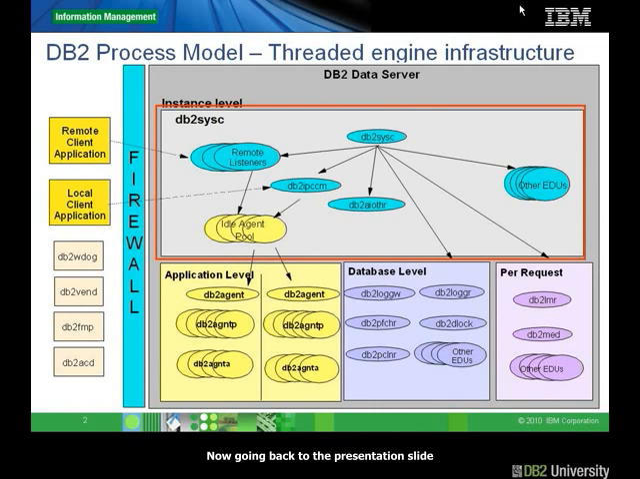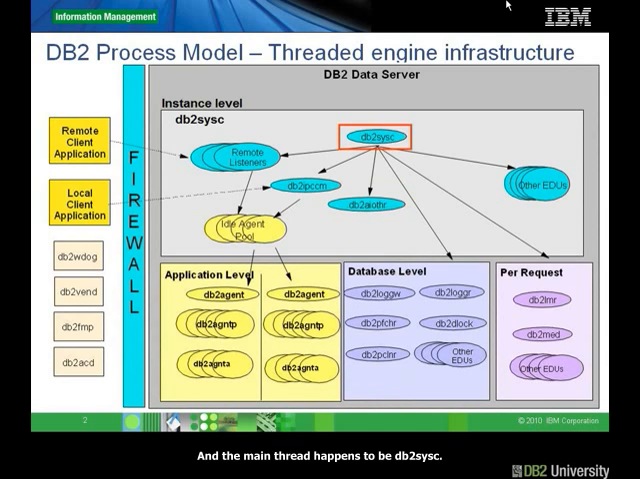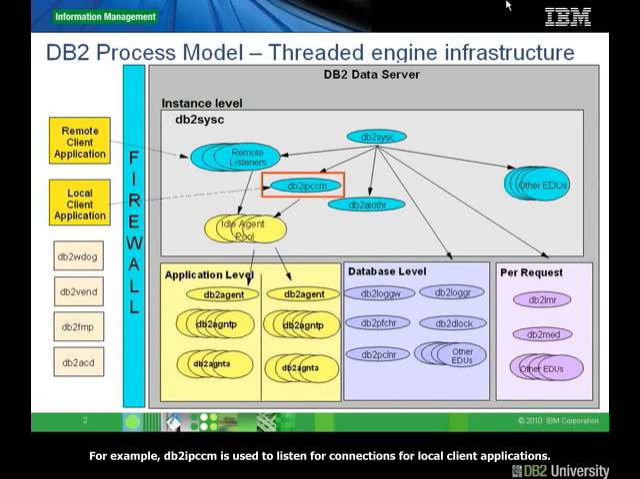Now, going back to the presentation slide, we can see that within the DB2CC process, there are many threads represented by ellipses as mentioned before. And the main thread happens to be also called DB2CC. This thread spawns other threads, each of which is used for different purposes. For example, DB2IPCCM is used to listen for connections from local client applications.